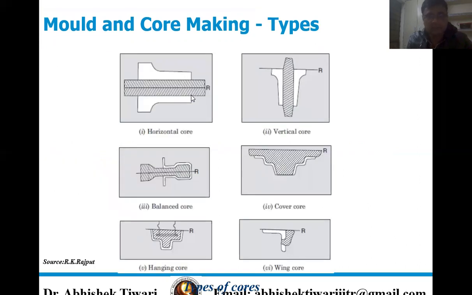This is the horizontal core because this is horizontal, and this is the vertical core. This is the balanced core. This is the cover core. This is the hanging core, and this is the wing core.